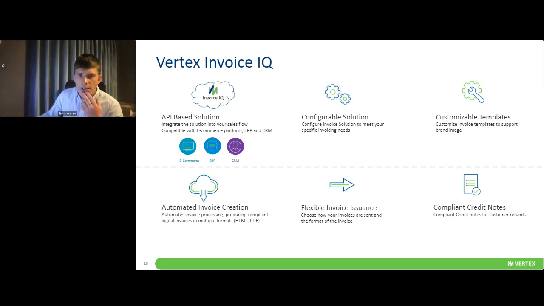And finally, which I hadn't talked about, so when we talked about the invoice, I was talking about the sales. Obviously, you are going to incur refunds, and with that, you need to be able to produce a credit note. There are rules around a compliant credit note, the big one being that it's linked back to the invoice. So again, that is all catered for within the Invoice IQ solution.